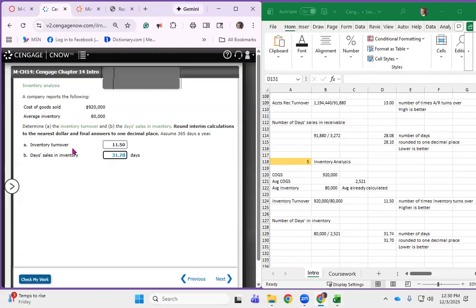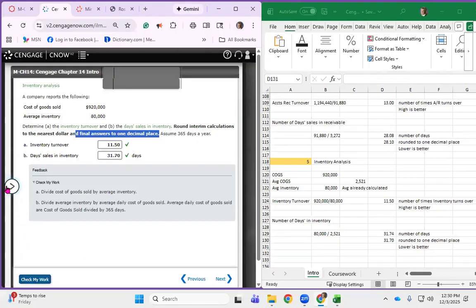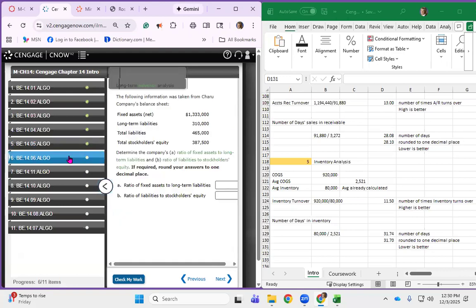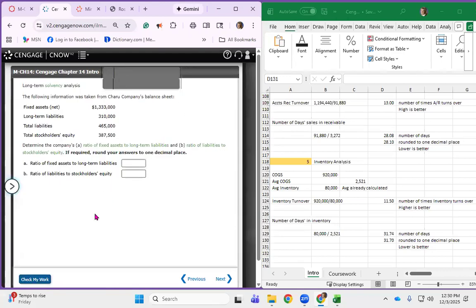Always pay attention to what they want for your final answer, so you don't get it wrong. If I put 32, it'll mark me wrong. Okay, let's go on to some others now.